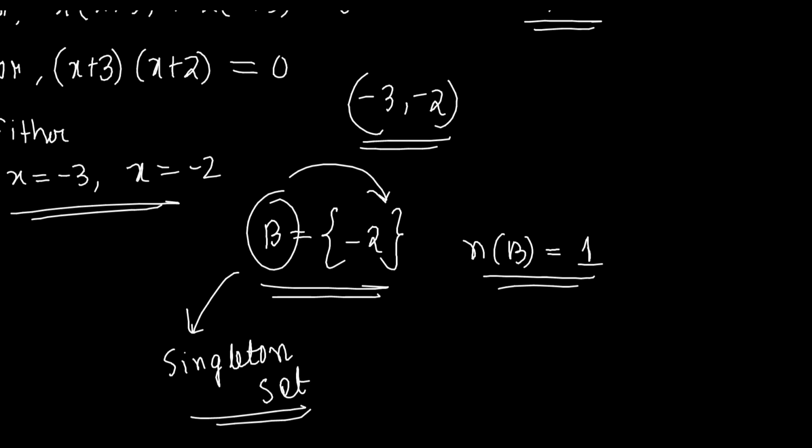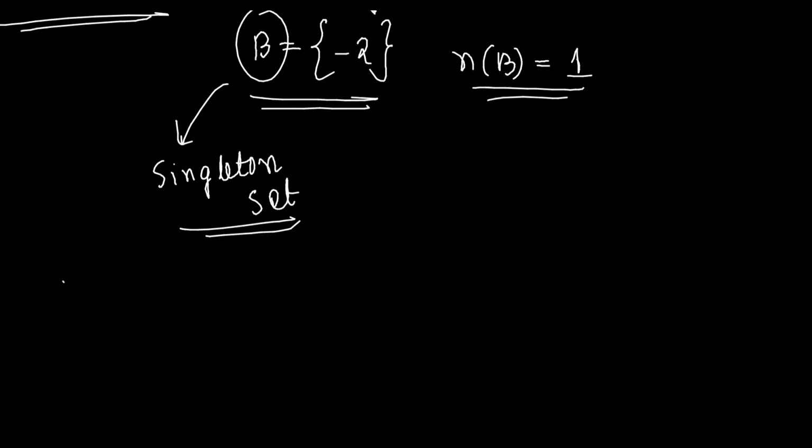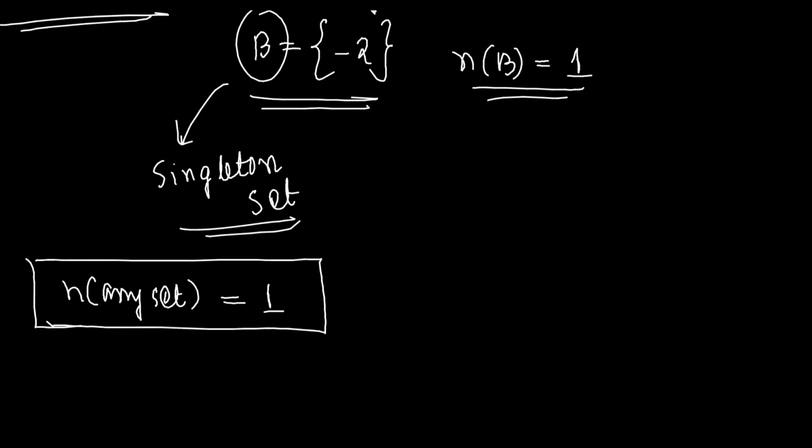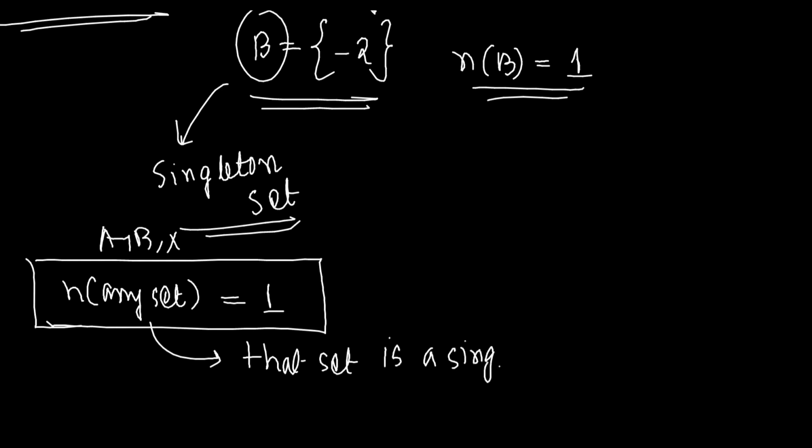If anywhere it is written that the cardinal number of any set is equal to 1, then without fail we write that the set, suppose A, B, X, whatever the set will be, is a singleton set.